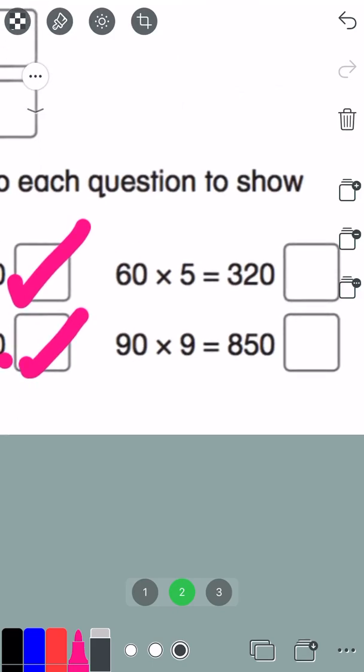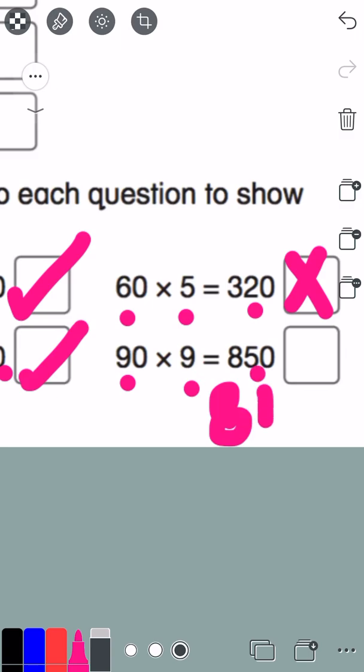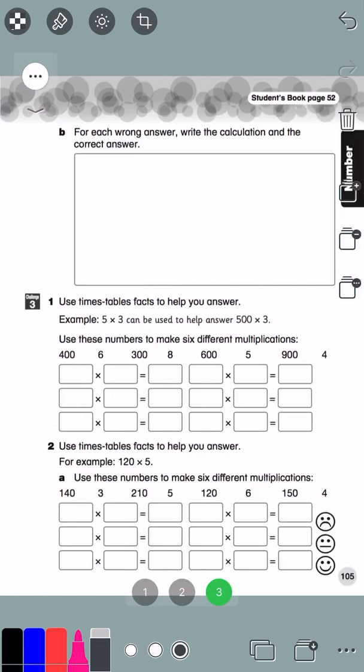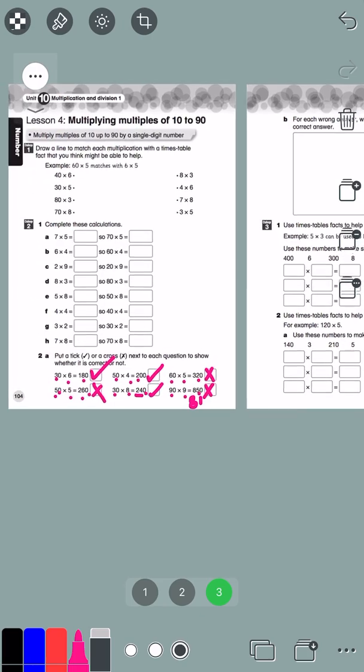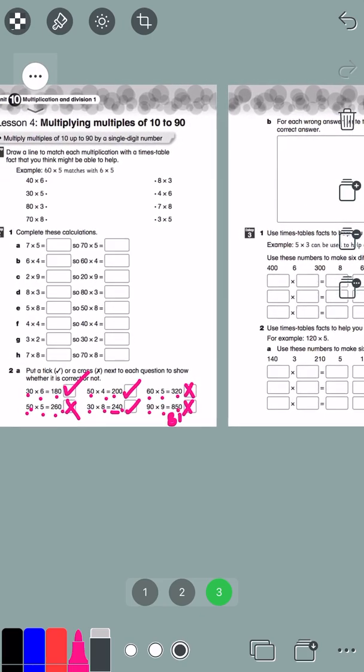Let's go to 60 times 5. 6 times 5 equals 30, but here they've written it as 32. This is wrong. 9 times 9 equals 90 minus 9. So that equals 81, but they have written it as 85. That's wrong. And here we have to write the facts that were wrong, and you write the correct calculation or the correct product.